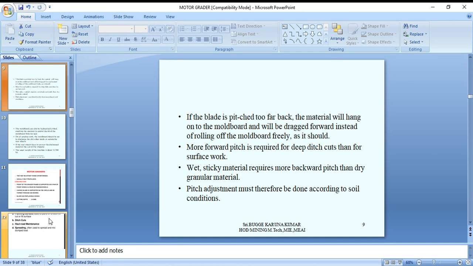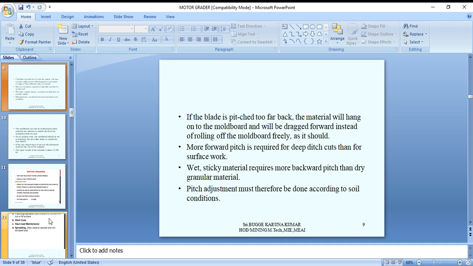If the blade is pitched too far back, the material will hang onto the mold board and will be dragged forward instead of rolling off the mold board freely as it should. More forward pitch is required for deep ditch cuts than for surface work. Wet sticky material requires more backward pitch than dry granular material. Pitch adjustment must therefore be done according to soil conditions. So this is another important factor depending upon the soil nature.